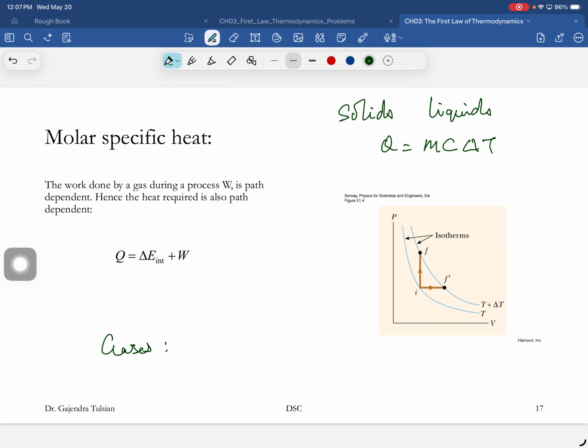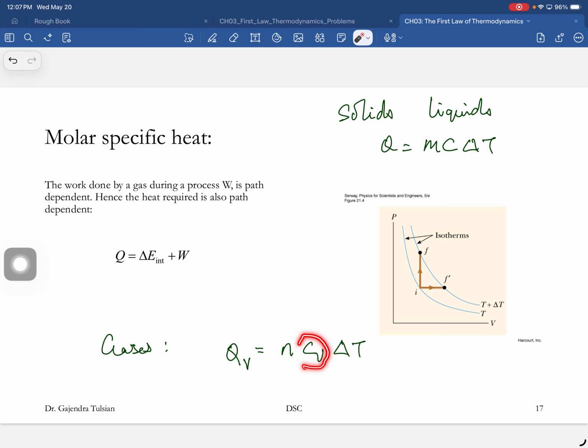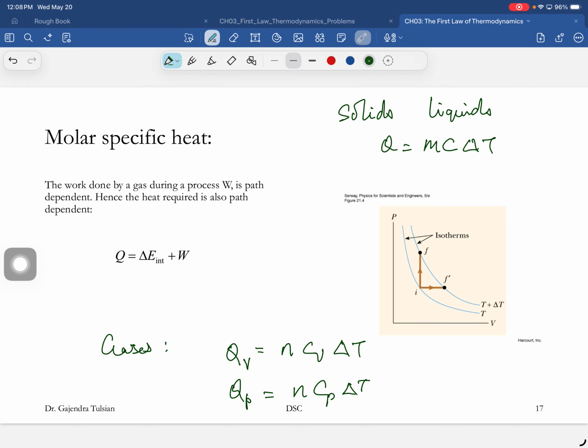So if you do a process at constant pressure and the volume is changing, how does the volume change? The pressure is constant. If you want to increase the volume, you have to increase the temperature. So P delta V is nR delta T. And that's why we wrote it: now delta T cancels, n cancels, and you're left with Cp minus Cv equal to R.